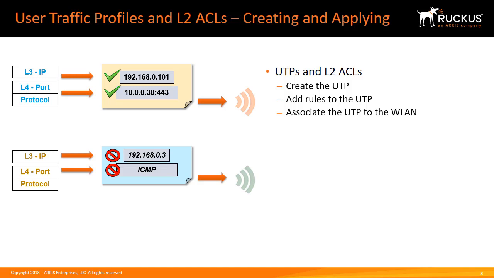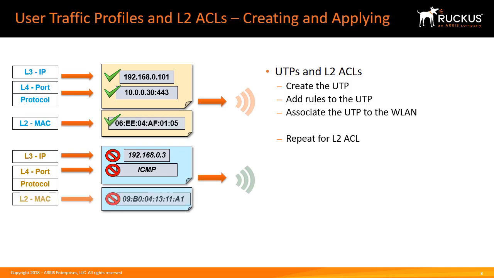You can create multiple profiles, though you can only assign one user traffic profile to each wireless LAN. Once you attach the profile to the wireless LAN, the policy is immediately applied. This process is the same for any of the Layer 2 ACLs as well. You simply create the policy, add the rules, and then attach it to the wireless LAN.